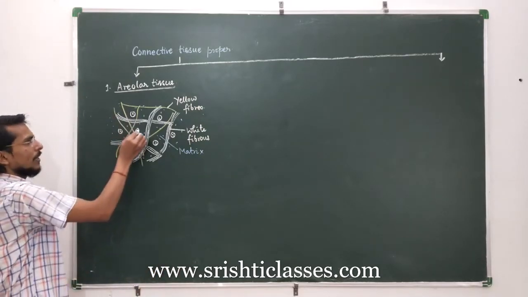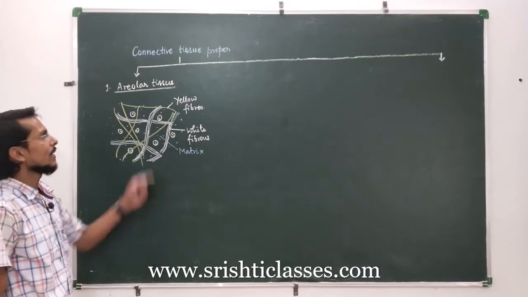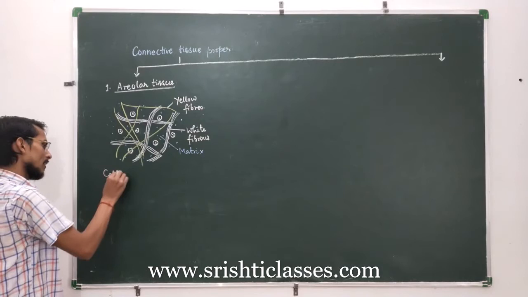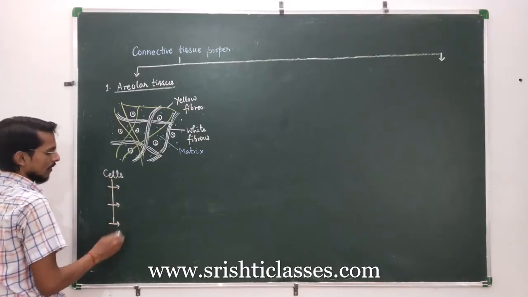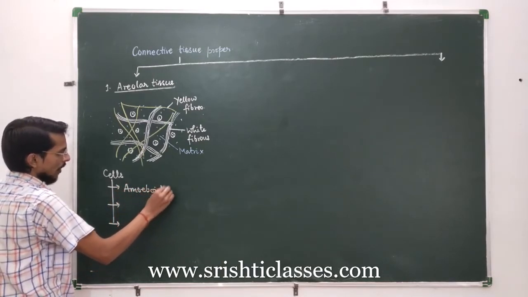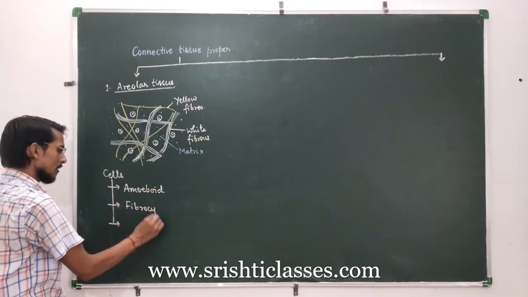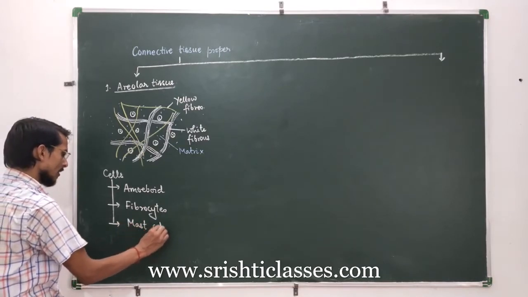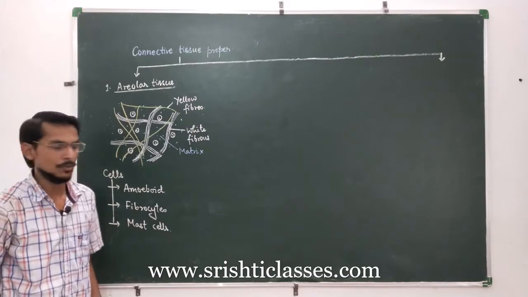Now I have shown here cells. The cells present in areolar tissue may be of three types. First one is amoeboid cells, second one is fibrocytes, and third one is mast cells. So these are three types of cells which are present in areolar tissue.